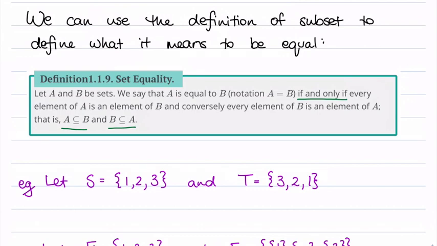So we already saw that for our example of our sets S equal to {1, 2, 3} and T equal to {3, 2, 1}, S was contained in T and T was contained in S. So we have S is equal to T.